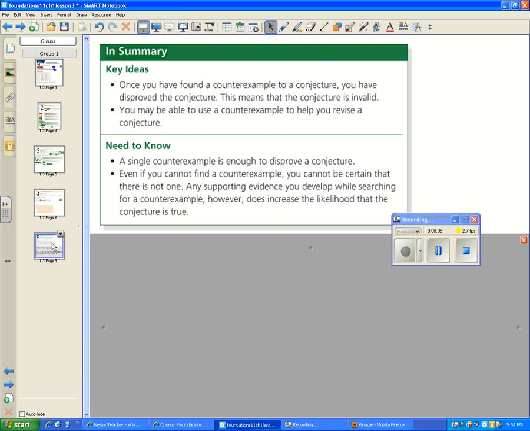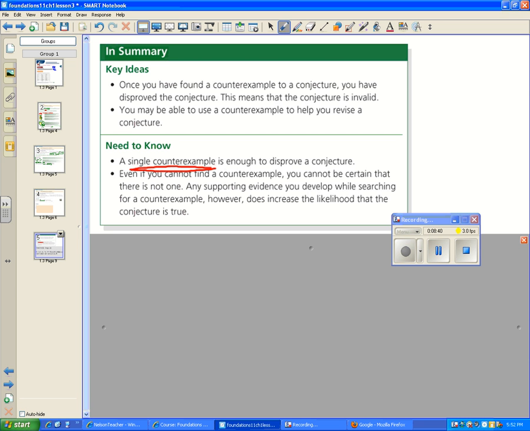So the key idea is once you have found a counterexample, you have disproved a conjecture. This means that the conjecture is invalid. You may be able to use a counterexample to help you revise a conjecture. Here's something that's really important. A single counterexample is enough to disprove a conjecture. Think about when you have an argument with your friend. If they say all dogs are brown, you just need to bring one white dog and you have proved them wrong. Look, here's a white dog.